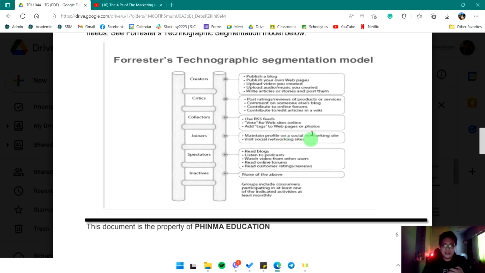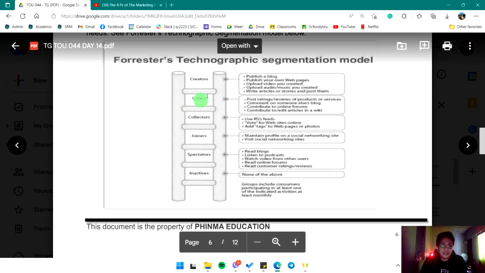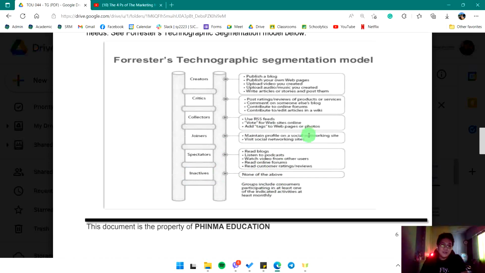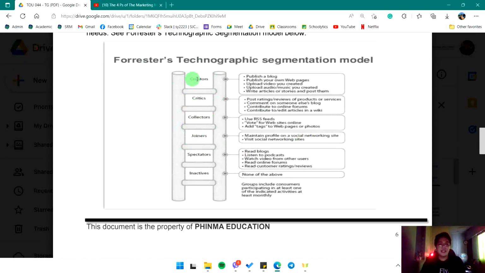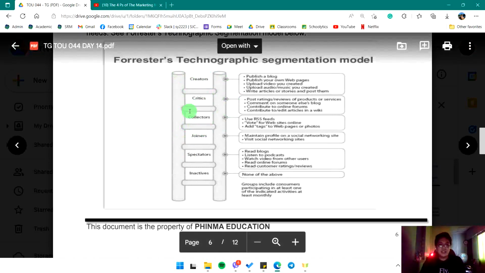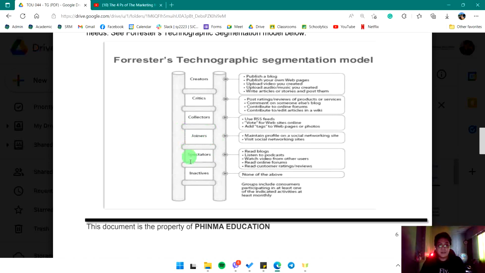Joiners maintain profile on social networking site, visit social networking sites, more on socializers, itong mga joiners natin. Spectators, ito po yung tayo madalas, nagnonood lang na, or tayo po yung receiving end ng mga ginagawa ng creators at critics natin at ng collectors. And then inactive, none of the above. Hindi po gumagamit ng internet at all. So this is how we segment the people who are using social media or who are using internet nowadays, from creators, critics, collectors, joiners, and spectators.